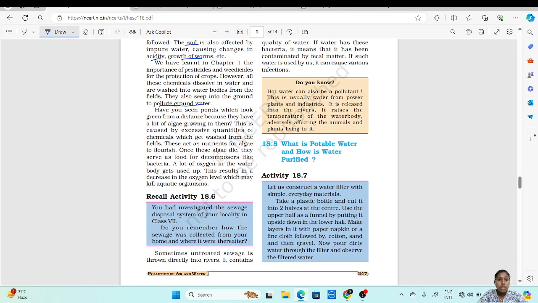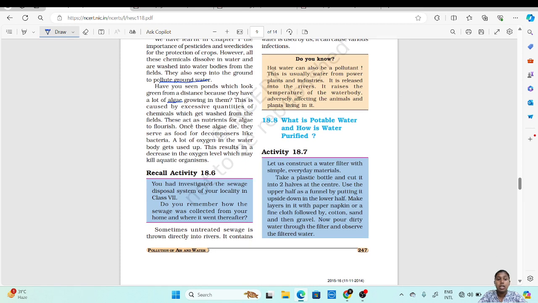Now, you must have seen ponds looking green from a distance, right? Green colored water. That is because of the growth of algae. Algae is a green colored thing which grows. This is caused by excessive quantities of chemicals which get washed from the fields. This acts as nutrients for algae to flourish.